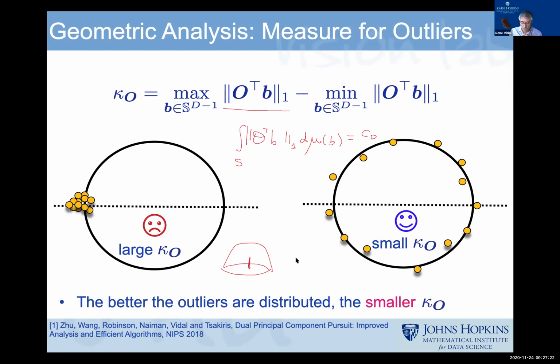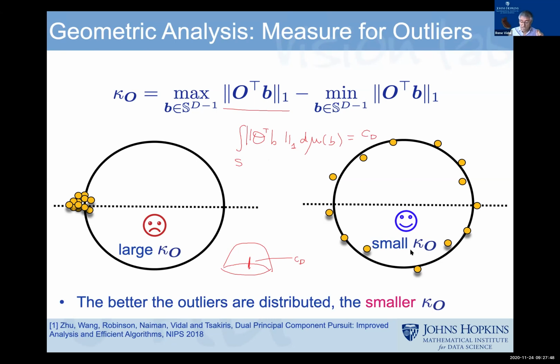And this average height is a quantity, it's a scalar, C sub D. So all I'm saying is that the outlier term, if the data is perfectly and uniformly distributed on the sphere, is actually a constant, and therefore independent of B. And therefore the maximum and the minimum are the same. So that's why very well distributed means that you have a small kappa O.